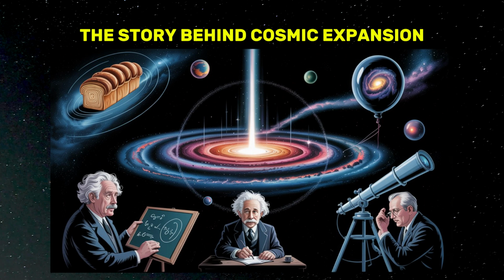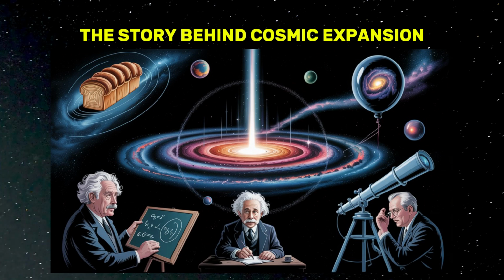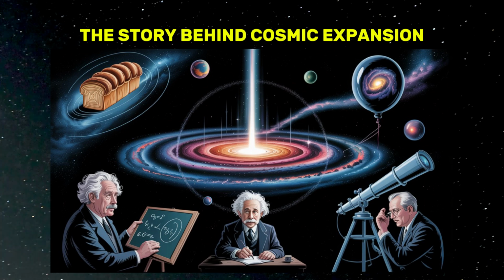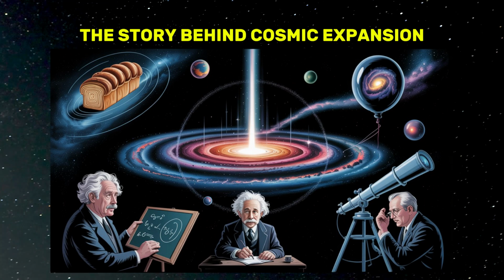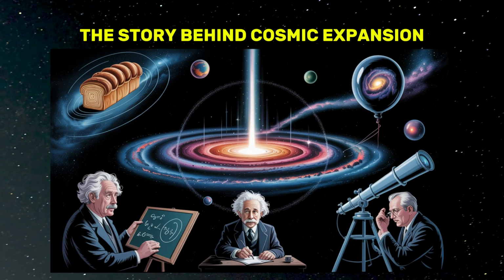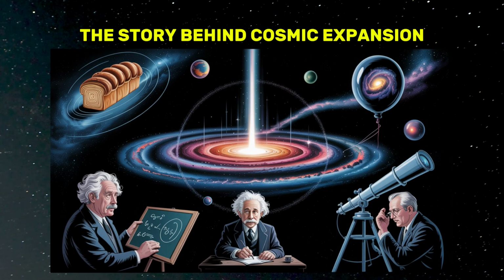Galaxies weren't stationary, they were drifting apart, as if the universe itself was stretching. Hubble's findings gave solid support to the notion of a dynamic, expanding cosmos. Still, the scientific community remained split. Many clung to the idea of a steady, unchanging universe.